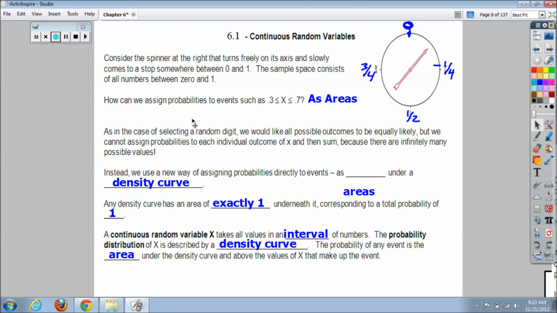How can we assign probabilities, such as between 0.3 and 0.7? We're going to have to do this as areas, and we've done this before, so this shouldn't be a new idea here. As in the case of selecting a random digit, we would like all possible outcomes to be equally likely, but we cannot assign probabilities to each individual outcome of x and then sum, because there are infinitely many possible values. Instead, we're going to do areas between particular values under a density curve. Any density curve has an area of exactly 1, just like the normal distribution had exactly 100% underneath it.